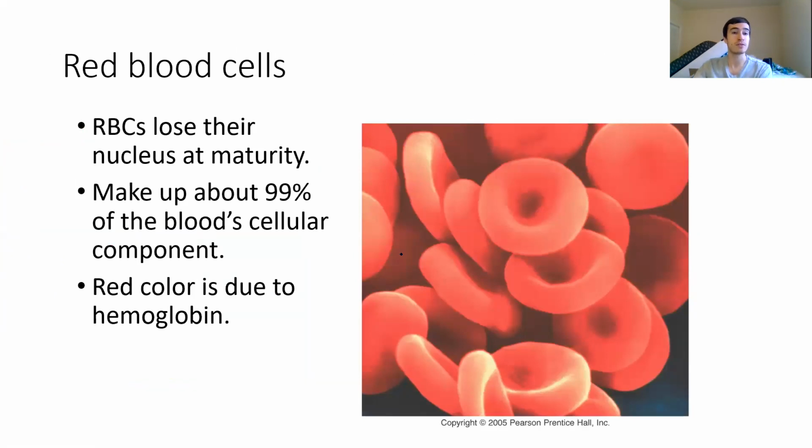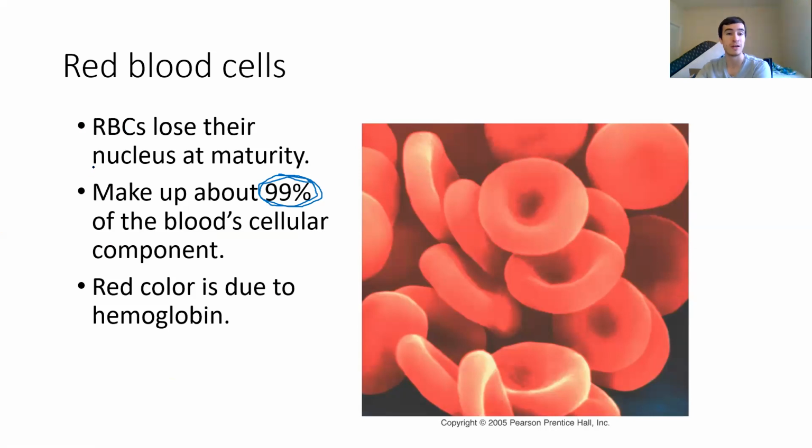All right. So again, about 99% of the cells in your blood are red blood cells because there's so much oxygen that all the cells in your body need. We have to constantly keep moving these blood cells throughout it. So they're kind of interesting.